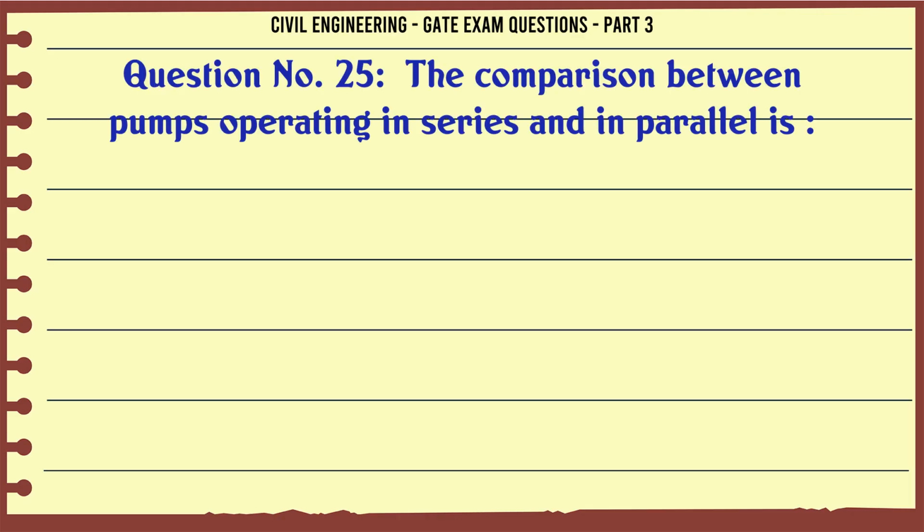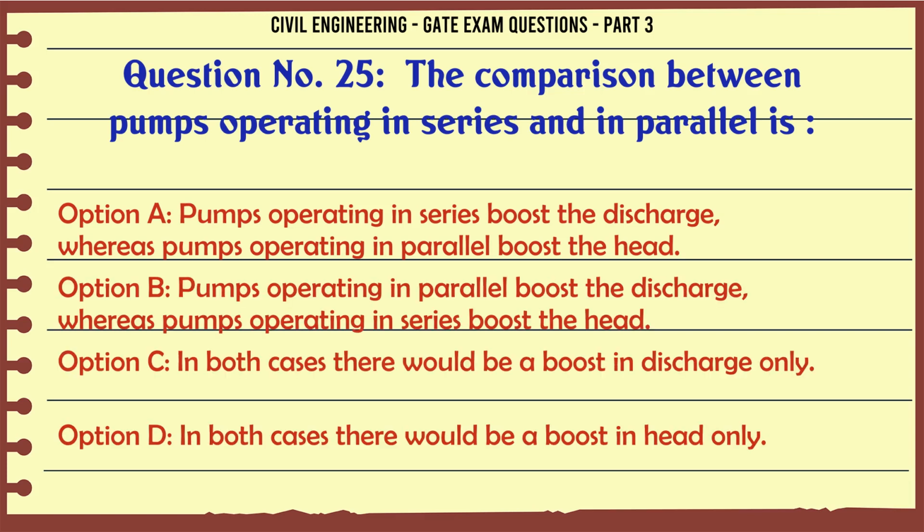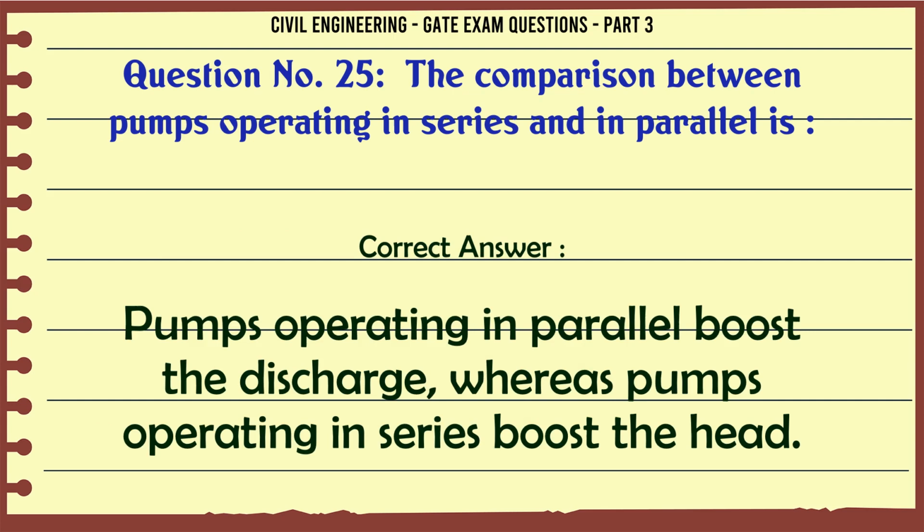The comparison between pumps operating in series and in parallel is: A, pumps operating in series boost the discharge, whereas pumps operating in parallel boost the head; B, pumps operating in parallel boost the discharge, whereas pumps operating in series boost the head; C, in both cases there would be a boost in discharge only; D, in both cases there would be a boost in head only. The correct answer is B: pumps operating in parallel boost the discharge, whereas pumps operating in series boost the head.